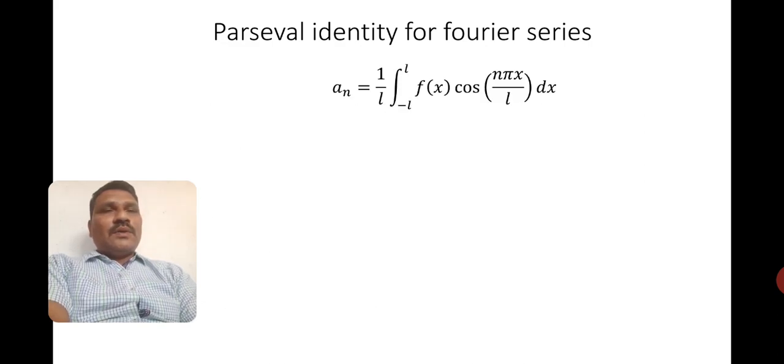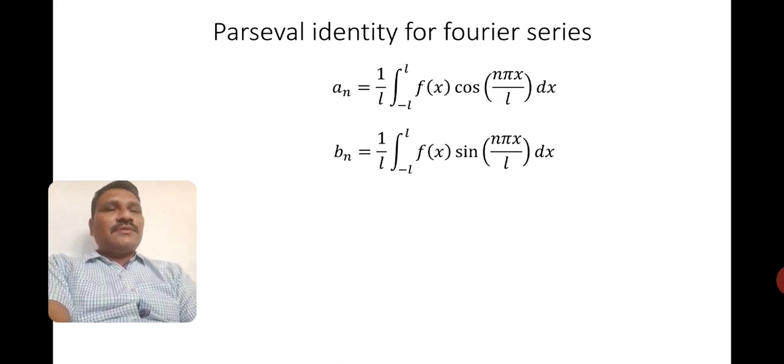An is equal to 1 by L integral minus L to plus L f of x cos n pi x by L dx. This is a formula we know very well. For bn, only the change will be that instead of cos you will get sine.